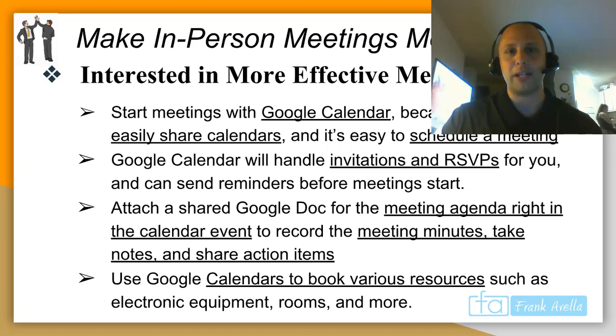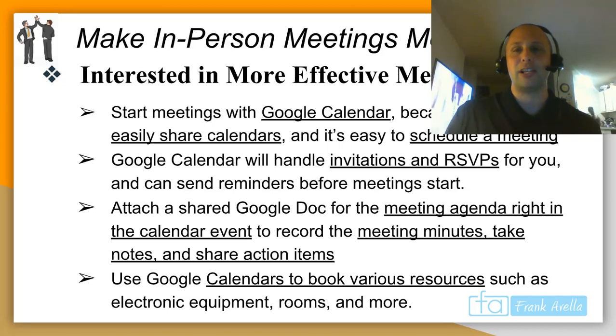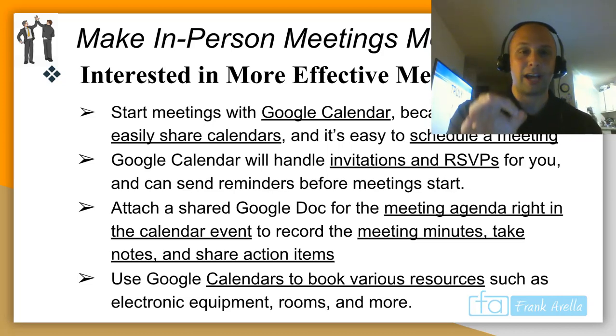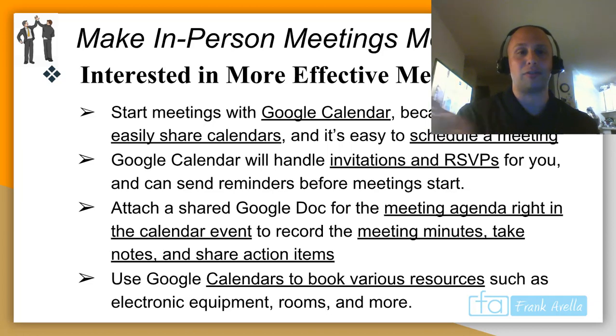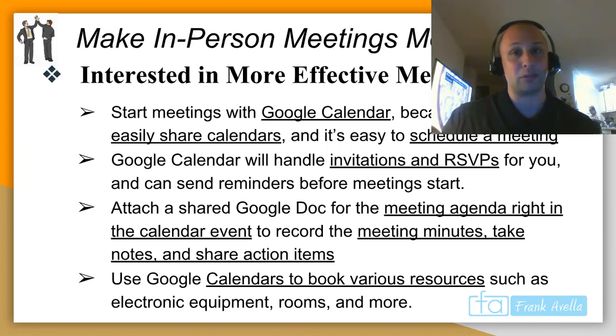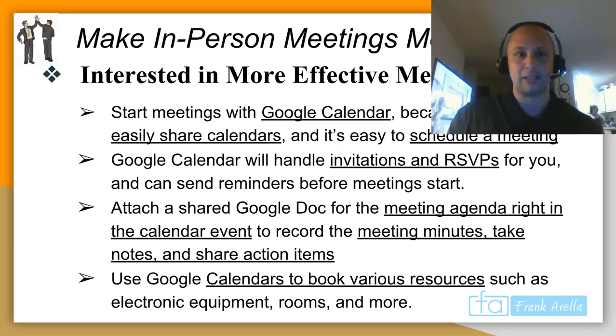Okay, start meetings with a Google Calendar. Why? Because it lets teams easily share calendars and they can schedule a meeting. So use the calendar to schedule a meeting. Google Calendar can handle invitations and RSVPs. It'll send out invitations, and then the individuals you invite can RSVP back to you. It also sends reminders before the meeting starts, which is really one of the most important things because everybody forgets.